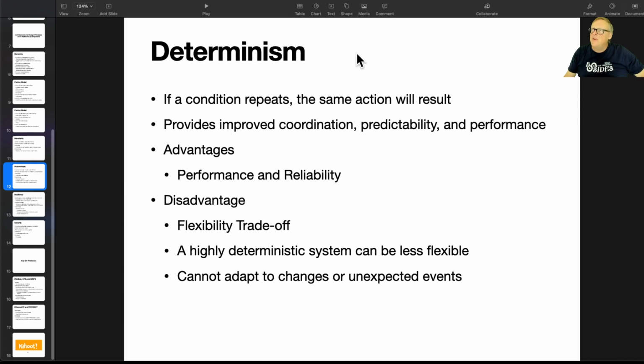Determinism is an essential feature. If the same thing happens again, the same action should result. That's the idea. It improves performance and reliability, but a highly deterministic system can be less flexible. It might not be able to handle changes or unexpected events. It will just be looking for an event that it recognizes.